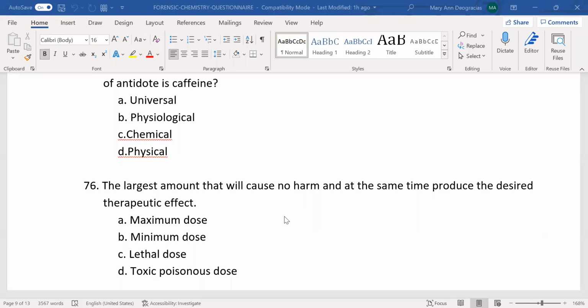Produce the desired therapeutic effect. Alam niyo kung anong keyword niyo dyan? Largest amount. Maximum. Yes. Largest means maximum. Okay. Minimum is the exact amount. Ang minimum. Max. Largest. Tama. Lethal dose. Hindi naman sinabing ikamamatay. Lethal is na mamatay. Toxic poisonous is it causes destruction also. So maximum largest amount. It will just give the therapeutic effect. Ayan. Ano na, you just read between the lines, papasa kayo sa board exam nyo.